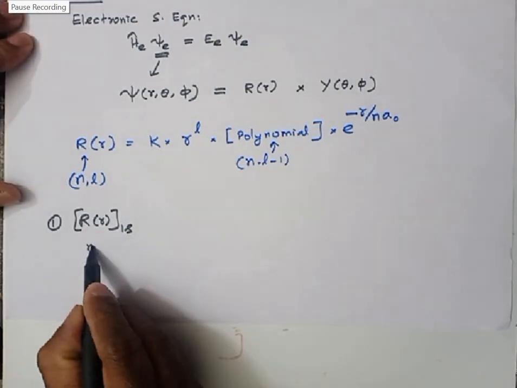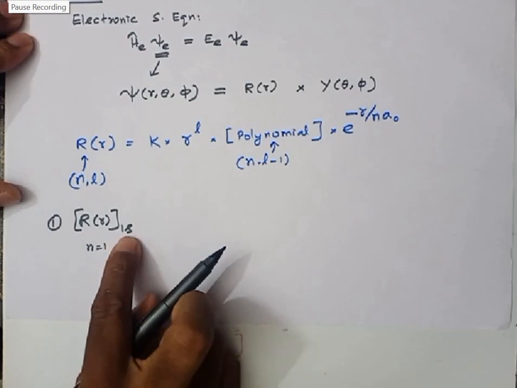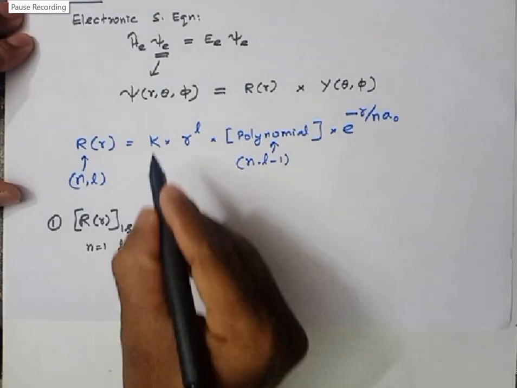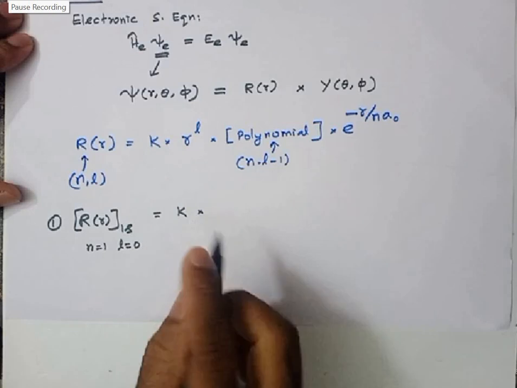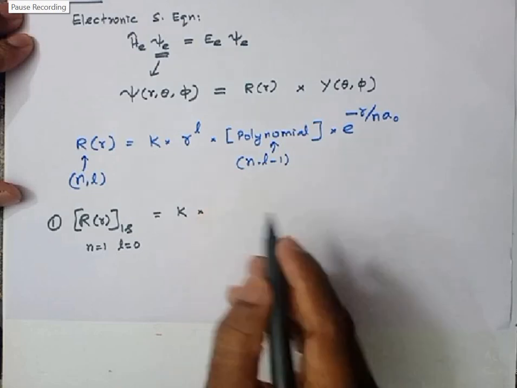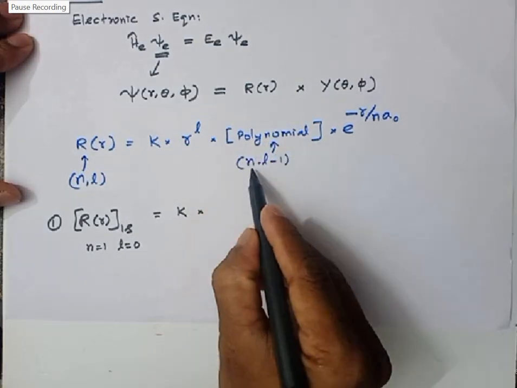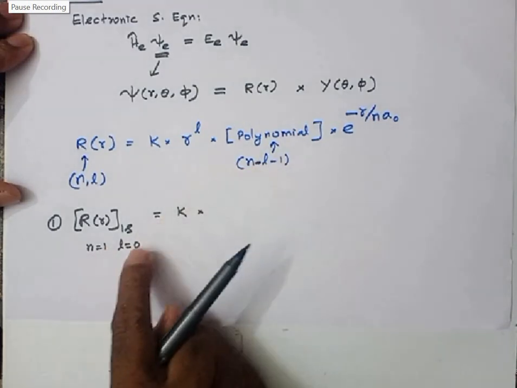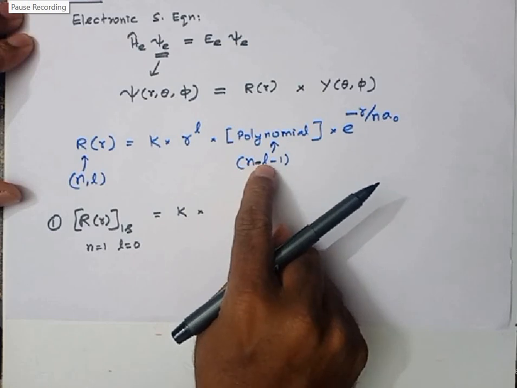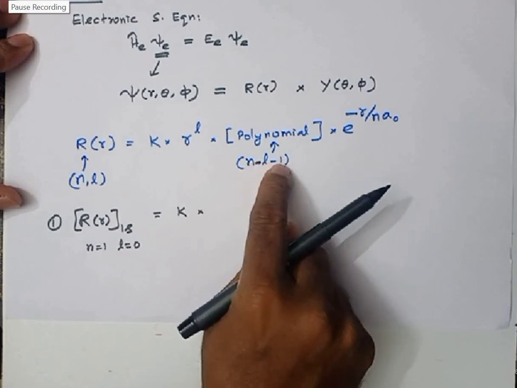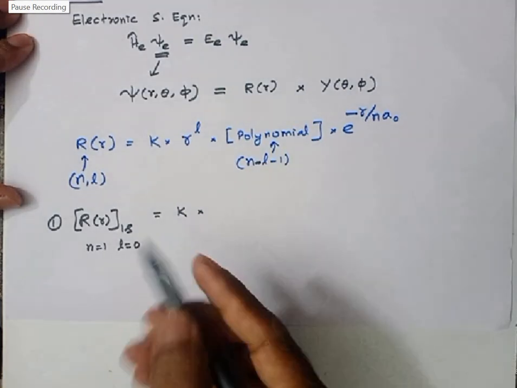For 1s, you know very well, n value is 1. For s orbital, l value is 0. Now substitute these values here. K into, if I put l equals 0 here, r power 0 is 1, so you need not write that. Then you have a polynomial. What is the degree of the polynomial? n minus l minus 1. n value is 1, l value is 0, so 1 minus 0 minus 1. What will we get? 0. You will get 0.